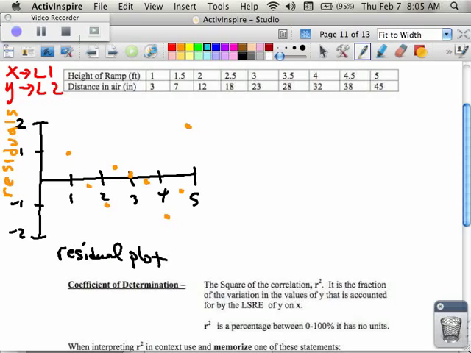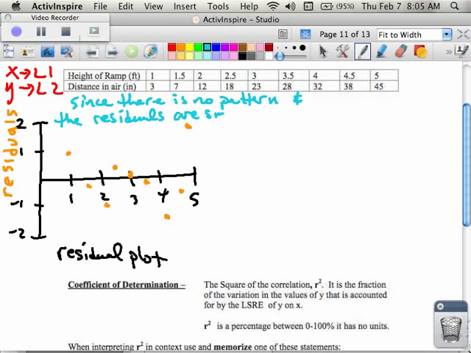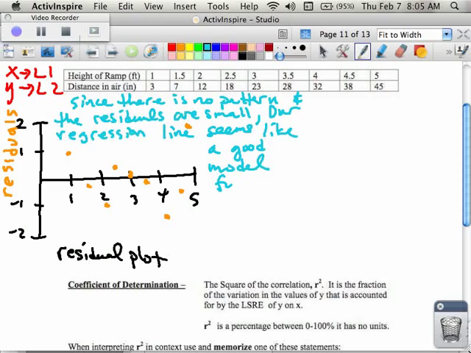So since there is no pattern, and the residuals are small, our regression line seems like a good model for our data.